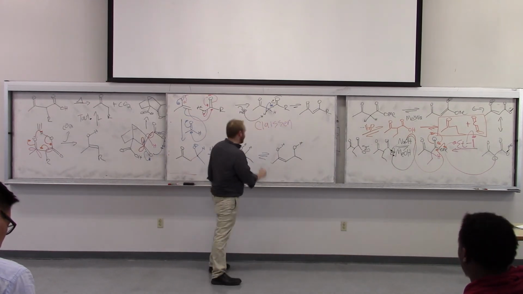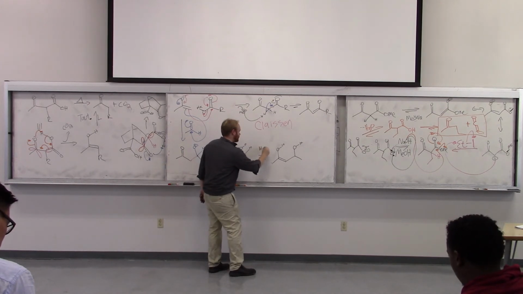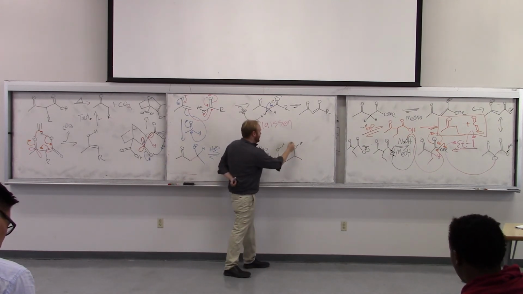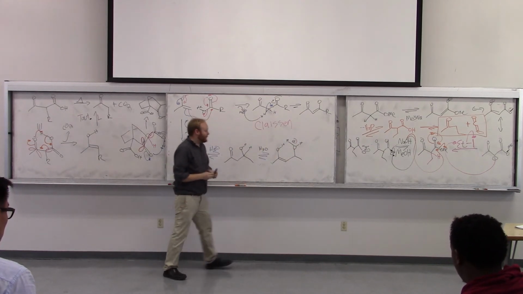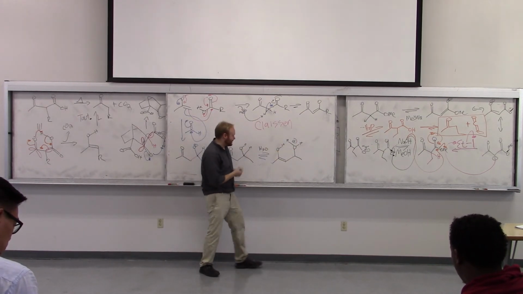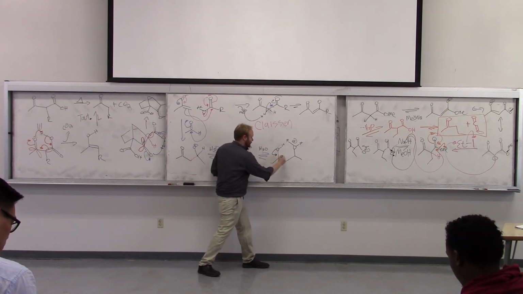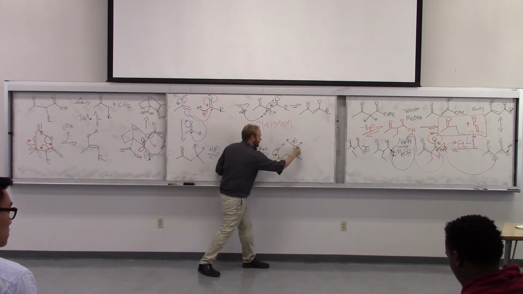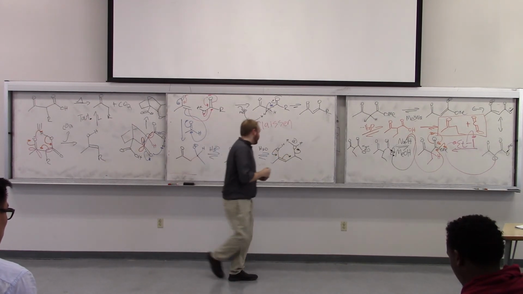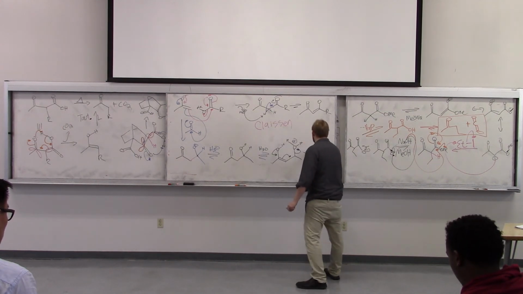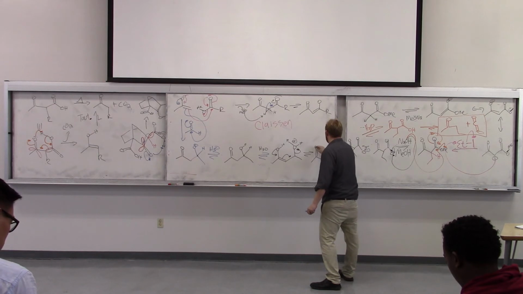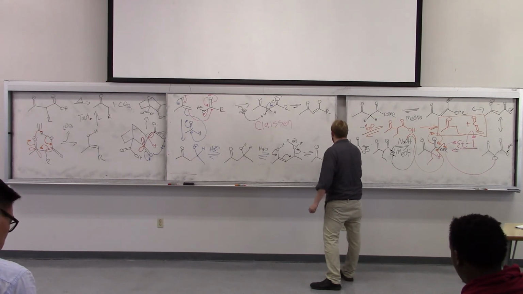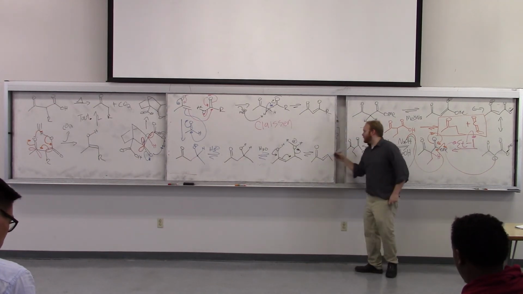And if we're under acidic conditions, we can actually protonate the alcohol. And what happens if we form this? We can kick off water. So now we have a ketone with a double bond.